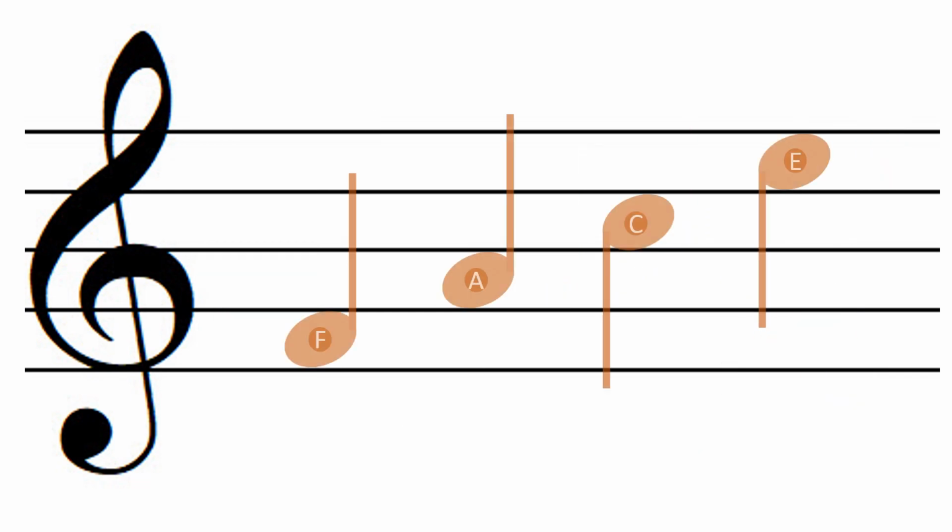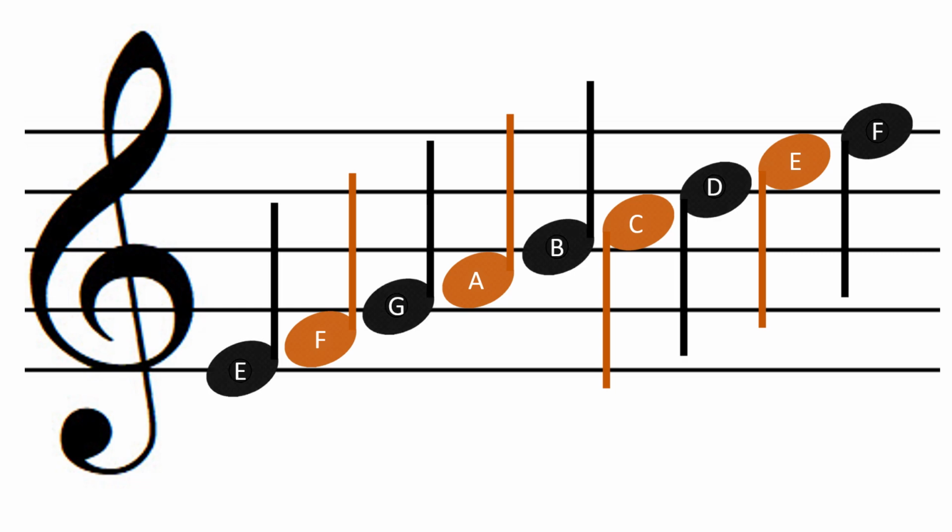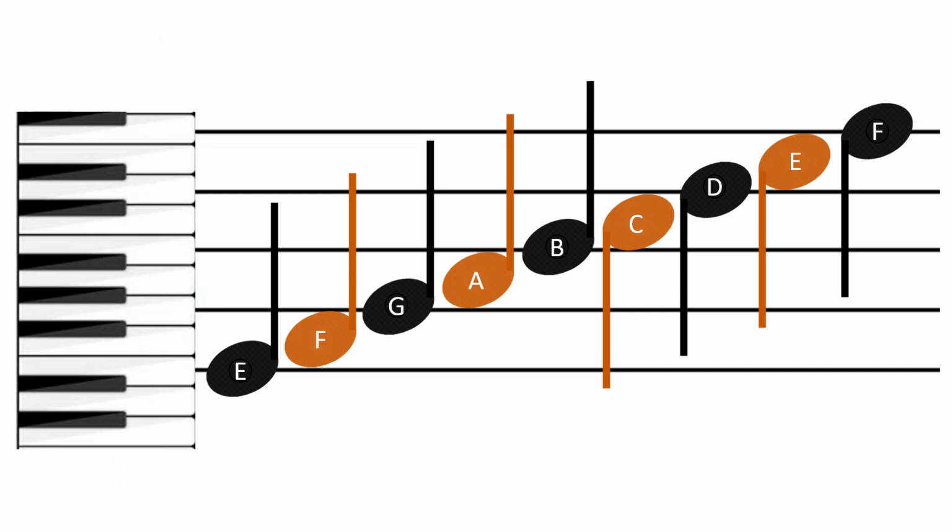And here we put all of those together. So we have the spaces, F-A-C-E, which spells face. In between those, E-G-B-D-F, every good boy deserves food. And you get all the notes on the stave, E, F, G, A, B, C, D, E, F. And you can see there how they relate to the notes on the piano.